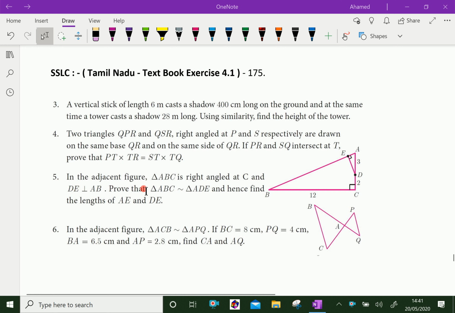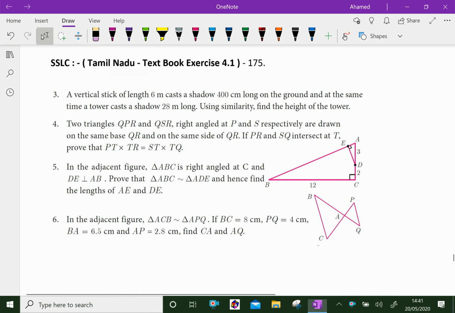In the adjacent figure, triangle ABC is right angled at C and DE is perpendicular to AB. Prove that triangle ABC and triangle ADE are similar, and hence find the lengths of AE and DE. Now, question number 5.